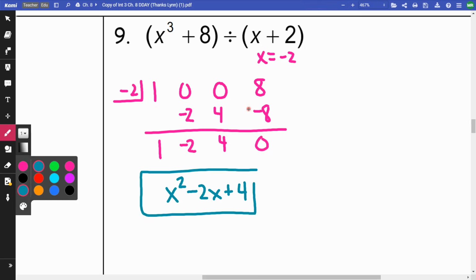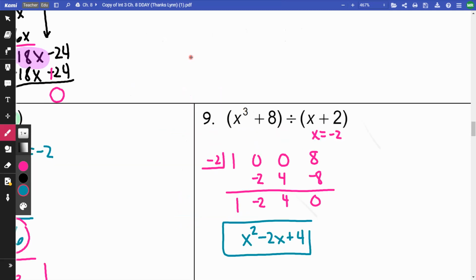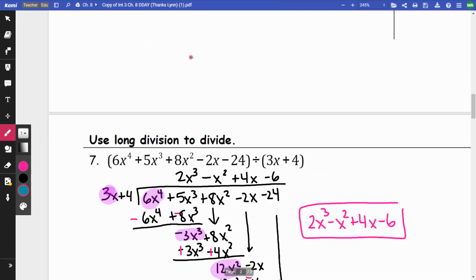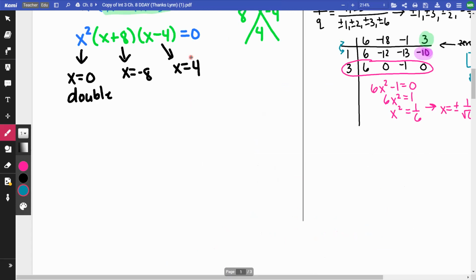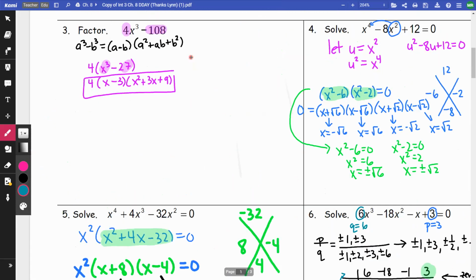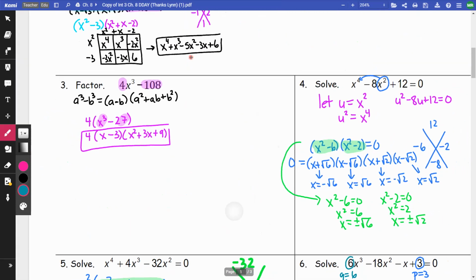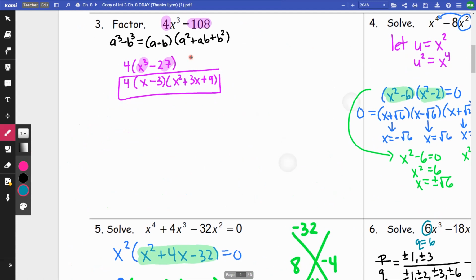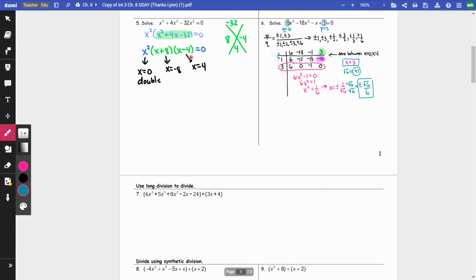Now, kind of a side note, if I was asked if this is a factor, we would say yes, because I have a remainder of 0. And here, this x plus 2 times x squared minus 2x plus 4 would be what I would get if I factored this using the difference of two cubes formula. Okay.